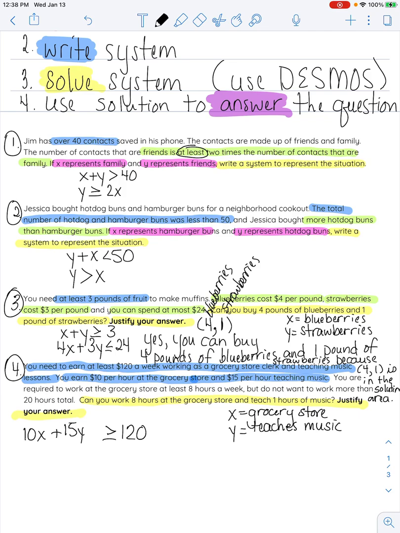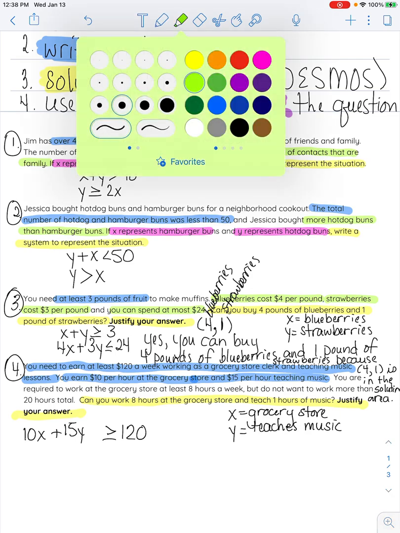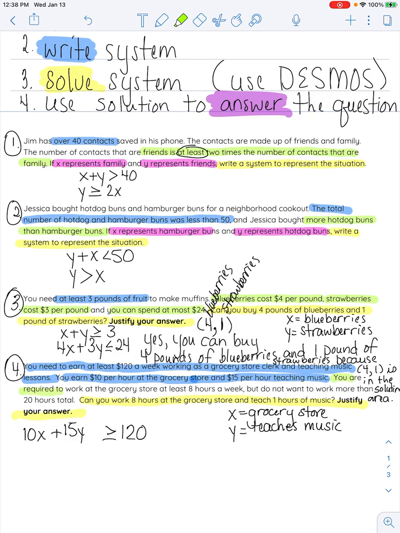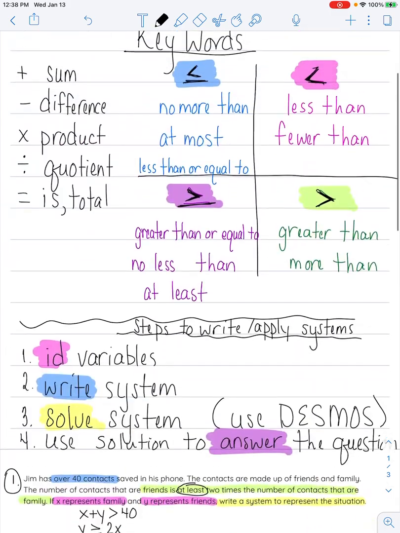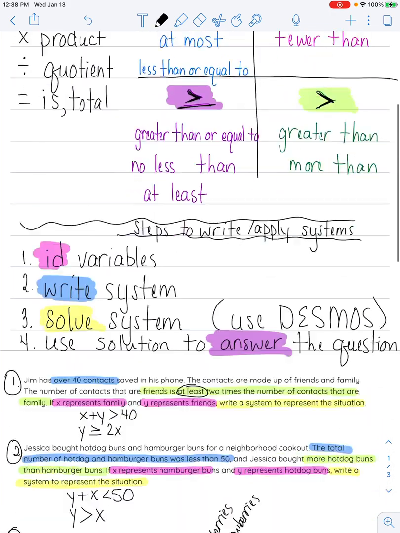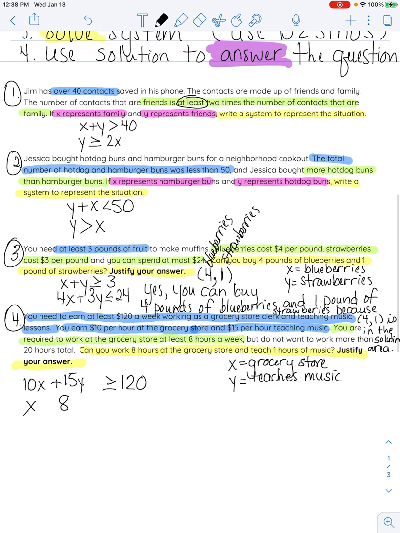Now let's look at the next relationship. You are required to work at the grocery store at least 8 hours a week. So your number of hours at the grocery store has to be at least 8 hours. At least, if you need to go back, represents greater than or equal to.